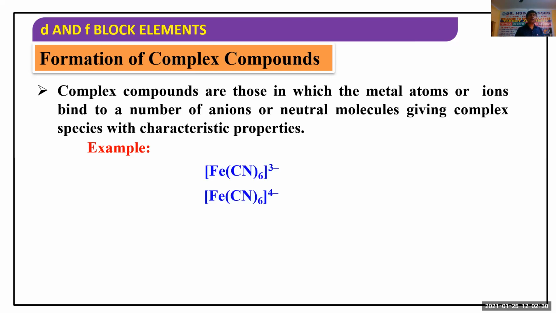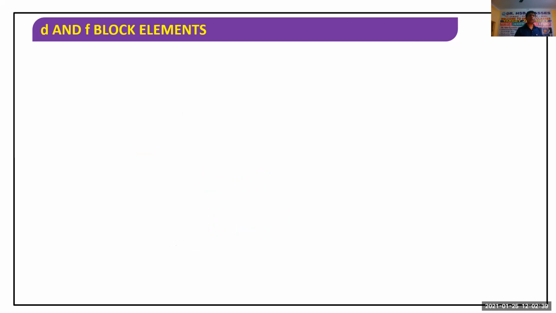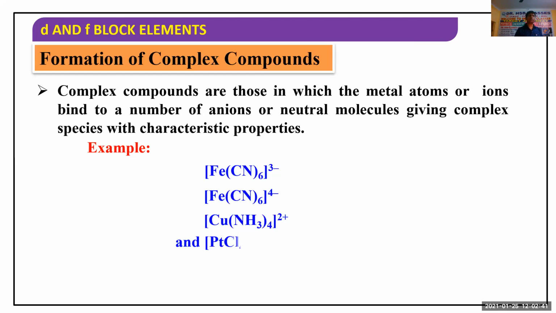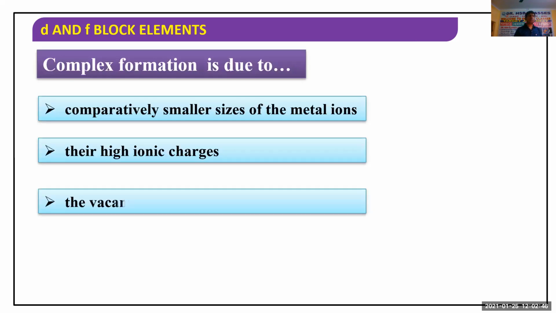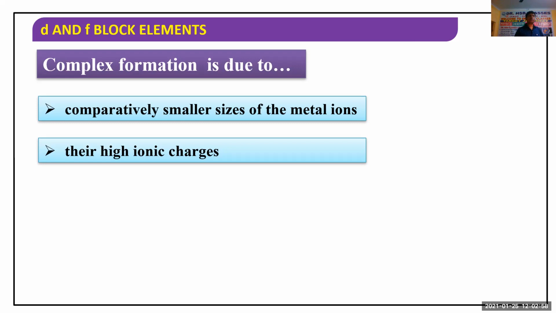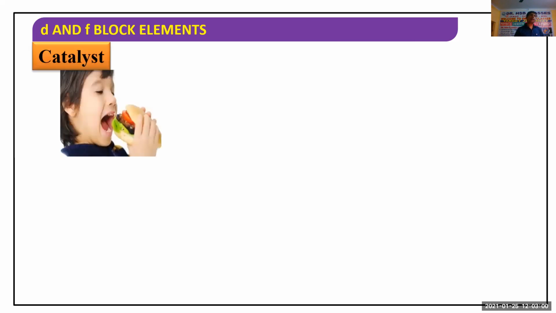Example, [Fe(CN)6]3-, [Fe(CN)6]4-, like this. These are all colored complexes. Complex formation is due to the comparatively smaller size of the metal ions, their high ionic charges, the vacant d orbitals availability, and how they can act as a catalyst.